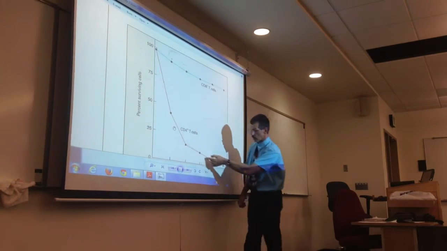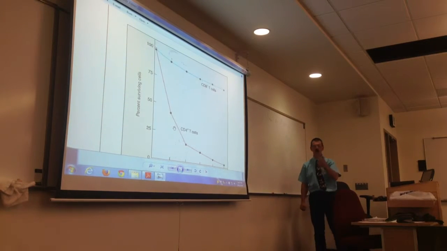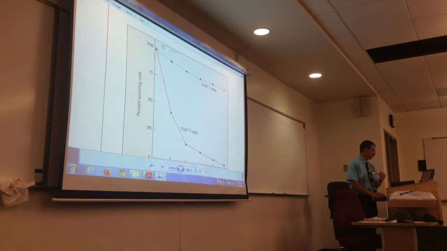So they just crash. A CD4 count, or a helper T cell count, is how they're measuring that. So the worse your virus, the faster this drops. Okay? Here's the problem. What's CD8? What's that blue line that's not going down at all? Those are the cytotoxic T cells.